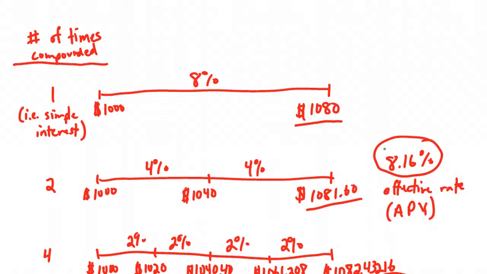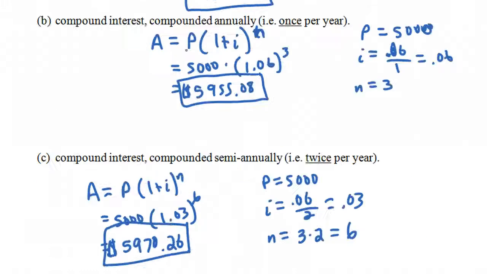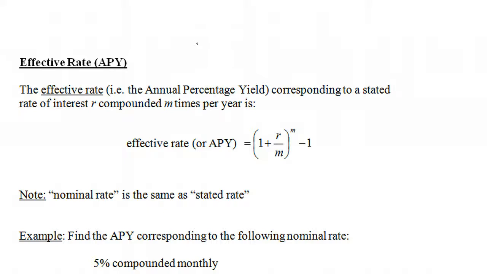Now, if you compound more than once per year, the effective rate will always be higher than what's called the stated rate, or the nominal rate, which would be the 8%. Okay, so let's go down and talk about how we calculate the effective rate, the annual percentage yield.